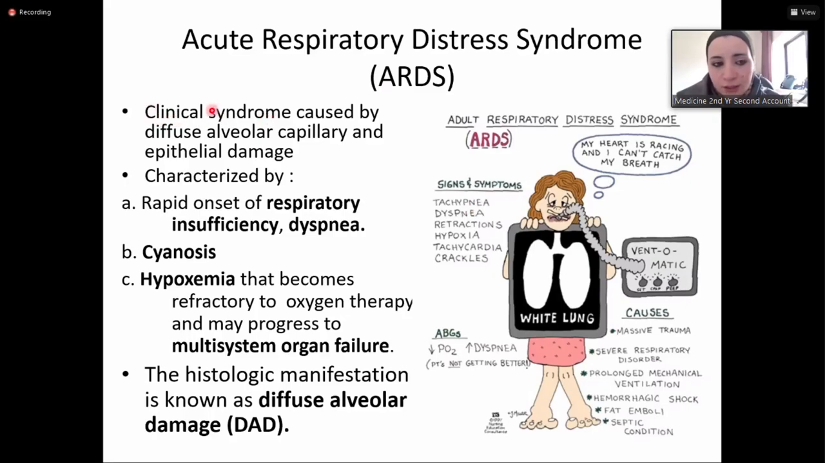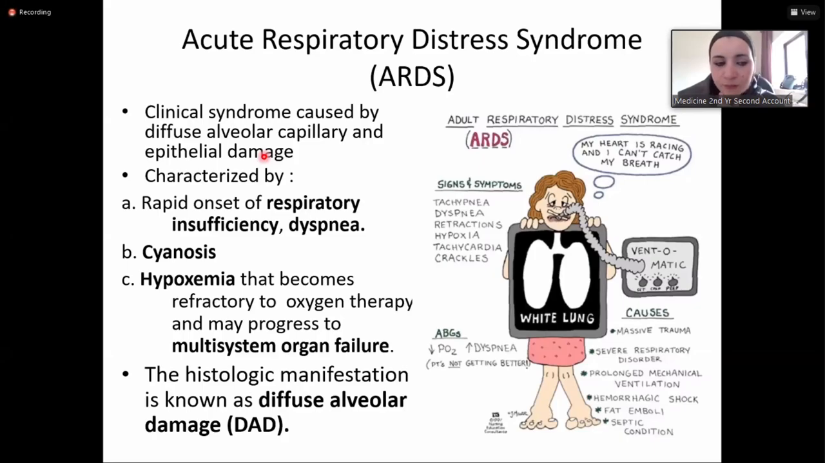شايفين حكينا clinical يعني depends on the presentation of the patient with findings of the patient, caused by diffuse alveolar capillary and epithelial damage. Diffuse alveolar capillary and epithelial damage actually بصير في histological picture corresponding to the acute respiratory distress syndrome is known as diffuse alveolar damage. اللي بصير الالفيولاي they become totally destroyed. ليش؟ لأنه بصير في عندي alveolar capillary injury and epithelial damage, يعني type 1 pneumocytes they become necrotic and the alveolar capillary becomes also necrotic or abnormal.